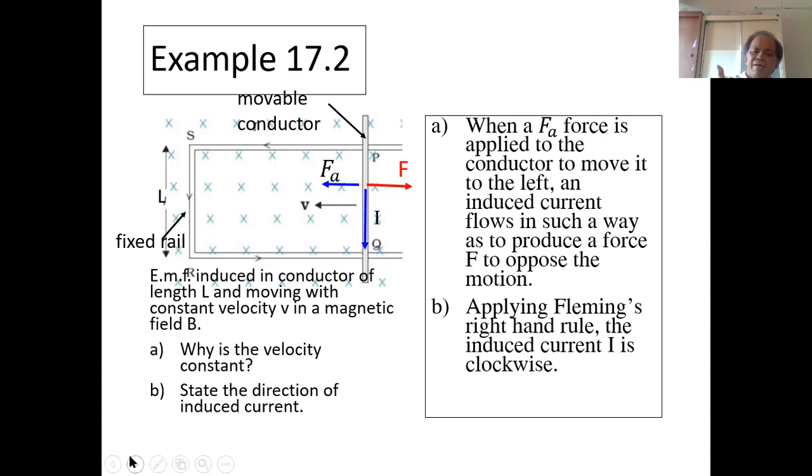Same thing, apply your Fleming's left hand rule. Your field is going in. Your thumb is your motion, you are moving to the left. Remember, look at the velocity. Velocity is your force or your motion. So your current must be going down. Focus on this conductor, the movable conductor. Don't bother about the other part. So the current is moving clockwise, no?